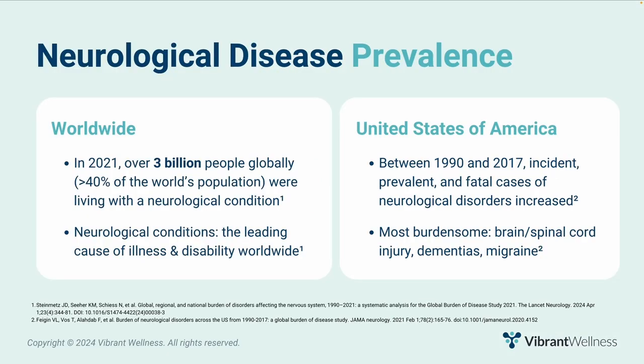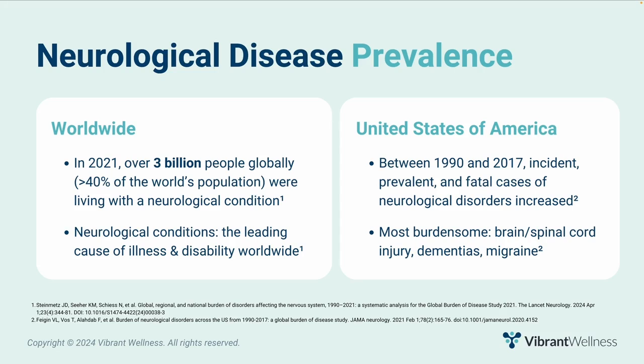A major study released by the Lancet Neurology showed that, in 2021, more than 3 billion people worldwide were living with a neurological condition. This accounts for more than 40% of the world's population, making neurological conditions the leading cause of illness and disability worldwide. And this also marks an 18% increase in the overall burden of these conditions since 1990.